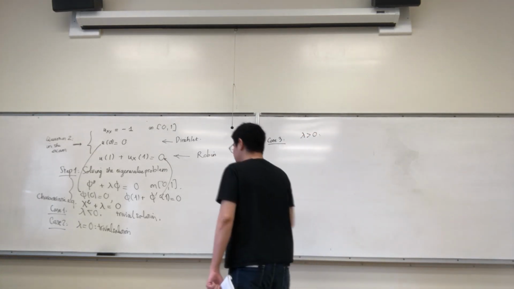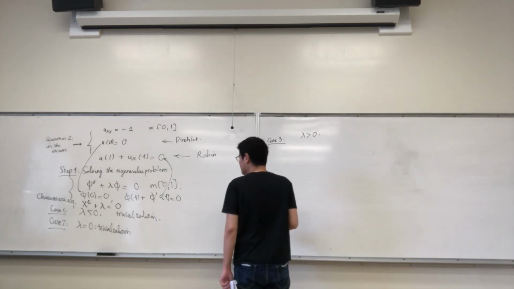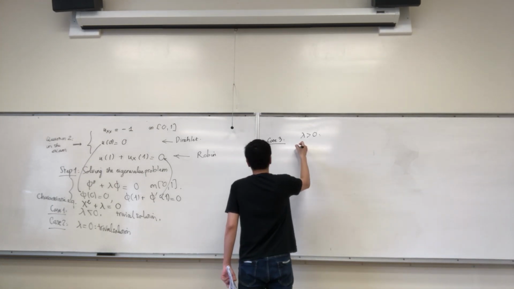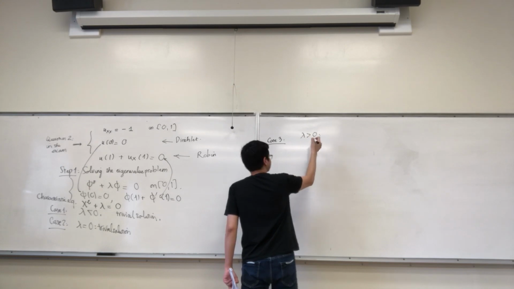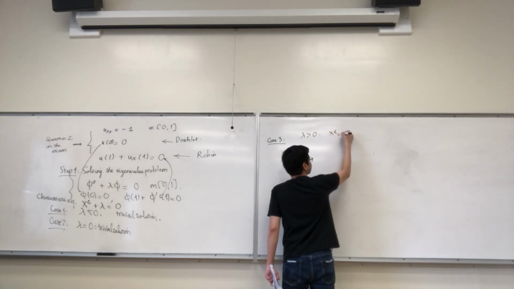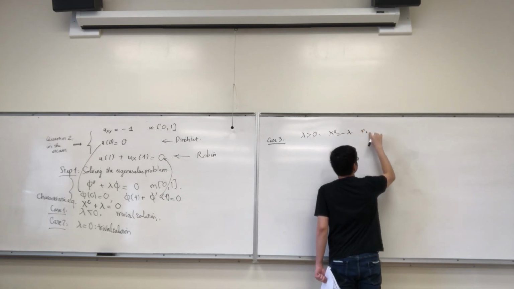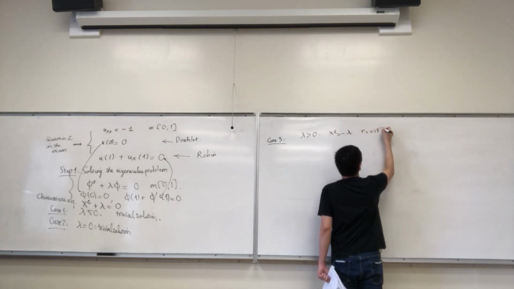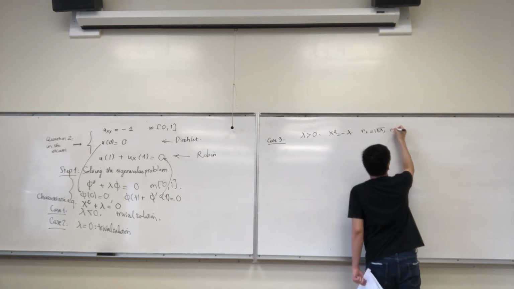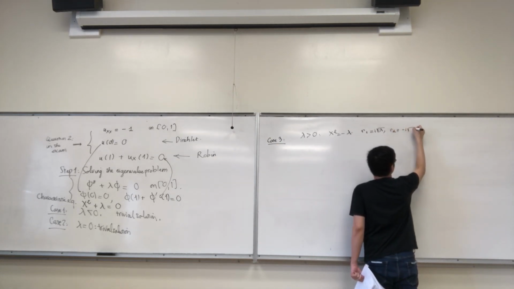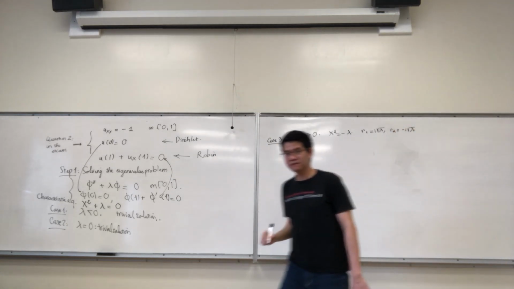So when lambda is positive, you have x squared is minus lambda. So you have 2 roots, right? Root number 1 is i times square root of lambda, and root number 2 is minus i times square root of lambda, right?